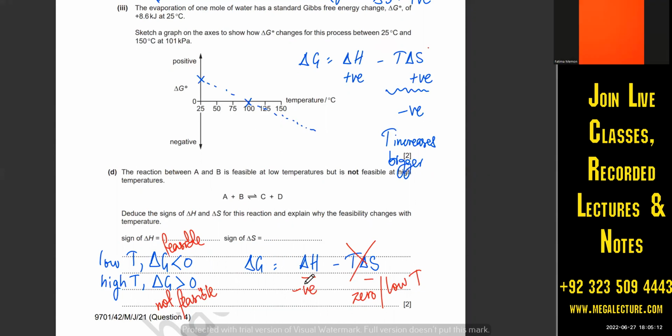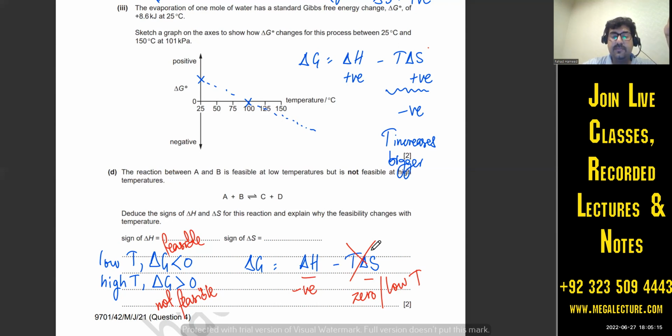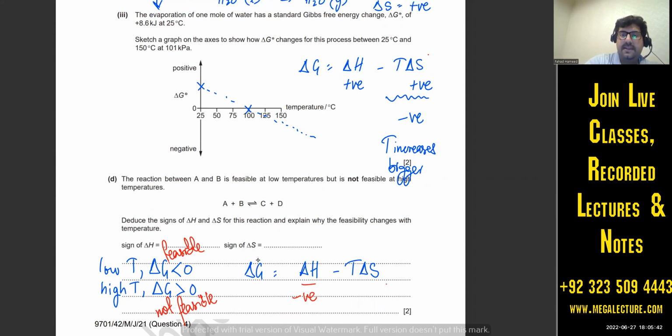Just one thing I figured out, that delta H is negative, right? Because at low temperatures, the only way delta G could be negative is that this is negative. And then he says that at high temperatures, it becomes not feasible. That means delta G becomes positive, right? Now, the only way it becomes positive is that when I go to a bigger temperature, so now talking about higher temperatures, if I take a higher temperature, this value becomes bigger.